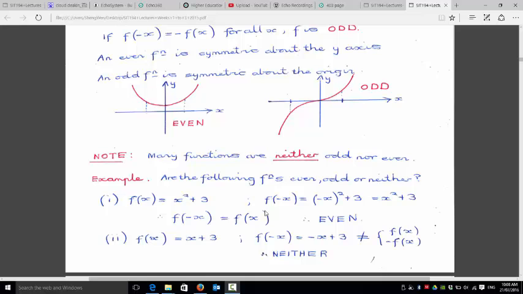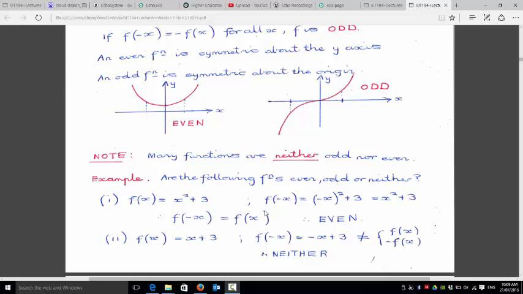Now f(x) is equal to x squared plus 3. We just check f(-x), and then we get (-x) squared plus 3, and at this moment (-x) squared is equal to x squared, so this is x squared plus 3. So f(-x) is equal to f(x). This is an even function.